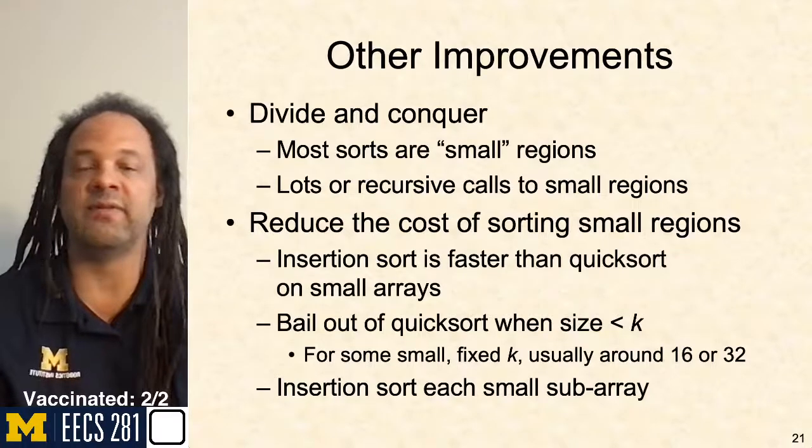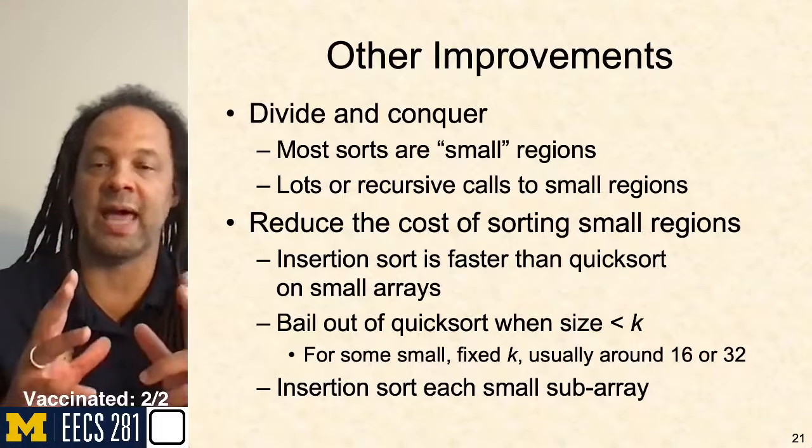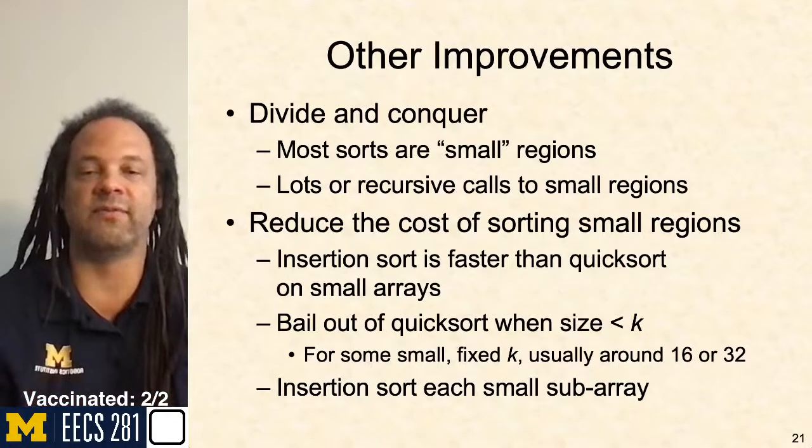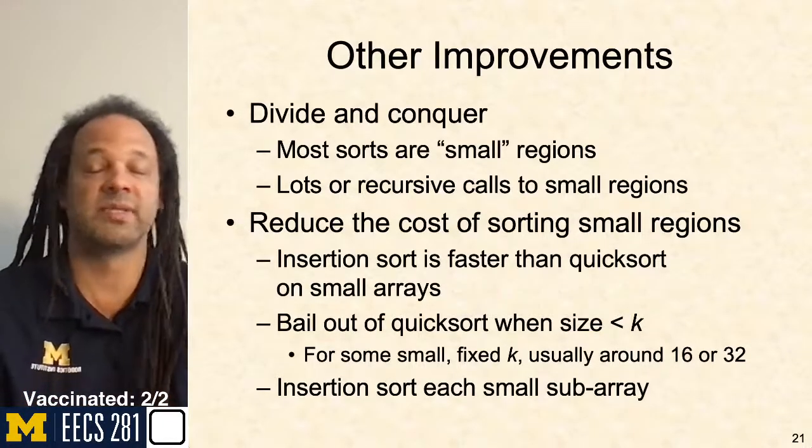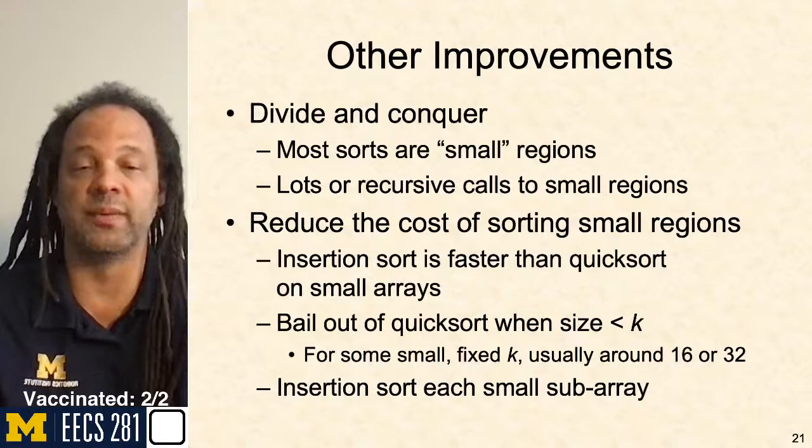Intro sort doesn't even use quicksort anymore. It uses quicksort when it can, but when it gets down to lists of less than 15, it just uses insertion sort.